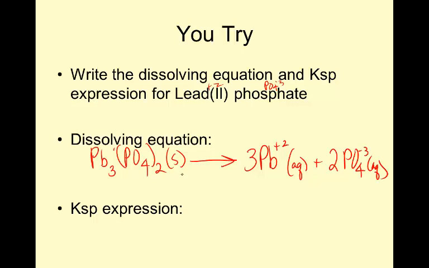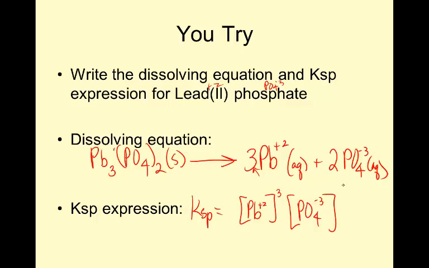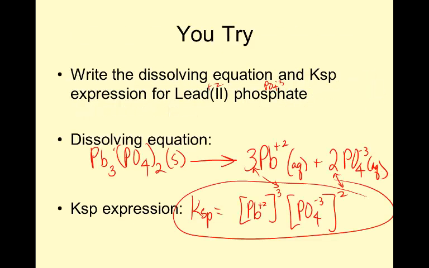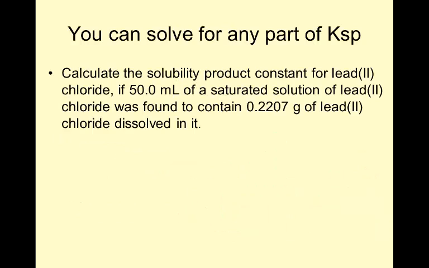So what's the KSP expression? Well, KSP is going to equal the concentration of the lead, because it's aqueous, times the concentration of the phosphate, because it's also aqueous, but because there's 3 times as many ions of lead, there's an exponent of 3, okay? And there's an exponent of 2 for the phosphate. Okay, so this is what's called the KSP, or the solubility constant expression. So we can solve for either find this, or find this. You can solve for any part of it because we know what molarity means.